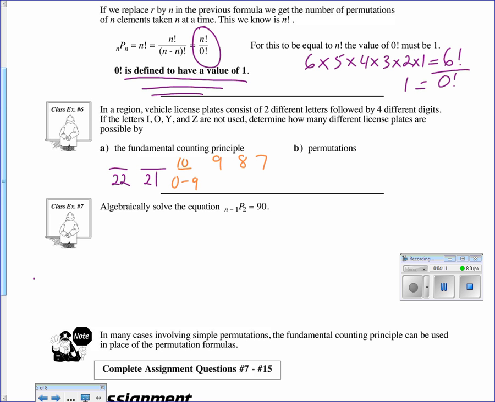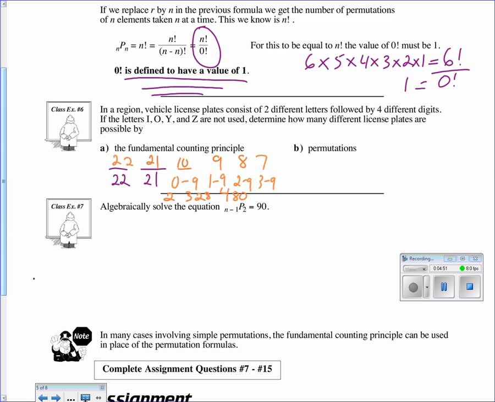So if I assume I use my lower one, remember it's 0 to 9, and then 1 to 9, and then 2 to 9, and then 3 to 9. And then I had 22 and 21. So on my calculator, this answer would be 22 times 21 times 10 times 9 times 8 times 7, which is an answer that's really big. 2,328,480.